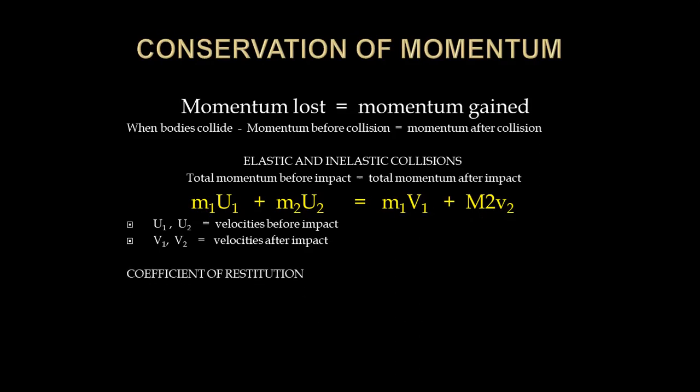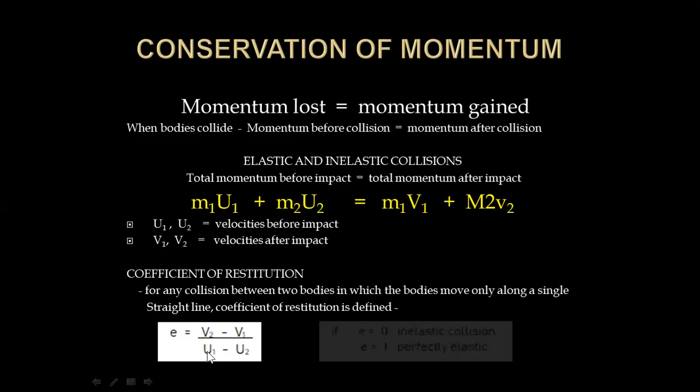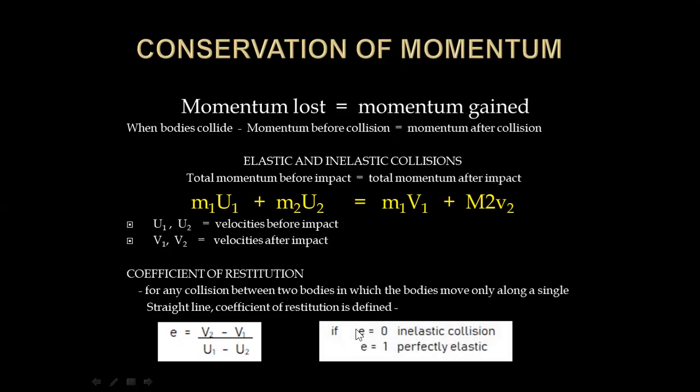The coefficient of restitution applies to any collision between two bodies in which the bodies move only along a single straight line. The coefficient of restitution is defined as e is equal to v2 minus v1 all over u1 minus u2. If the coefficient of restitution, or e, is equal to 0, it is an inelastic collision. Otherwise, if e is equal to 1, the collision is said to be perfectly elastic.